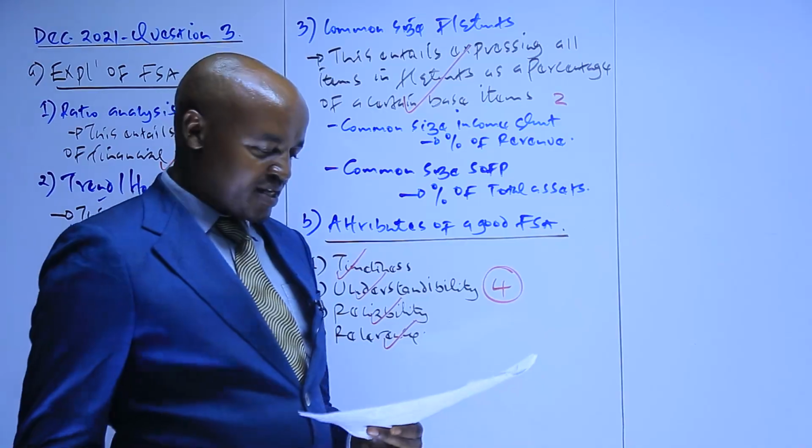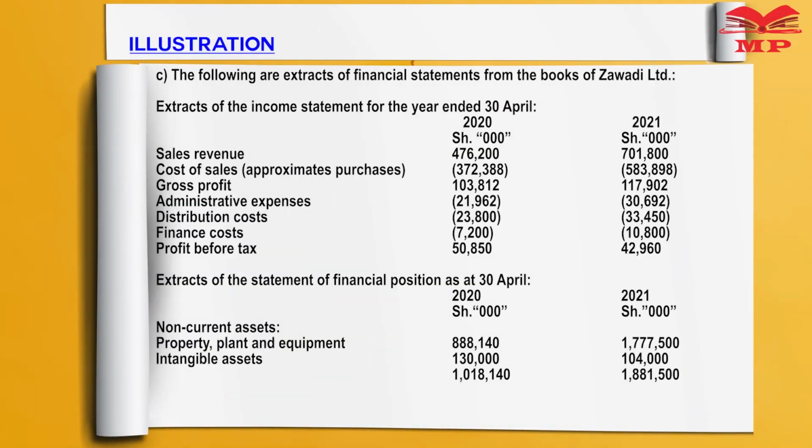So let's move to part C of that question, and it reads: the following are extracts from the financial statements from the books of Zawadi Limited. We are given the extract of the income statement for 2 years, 2020-2021. We are given the sales revenue. We are given the cost of sales, which are told approximate purchases. We have the gross profit, administrative expenses, distribution cost, we have the finance cost. Then we have the profit before tax.